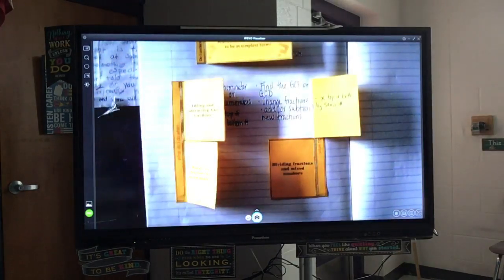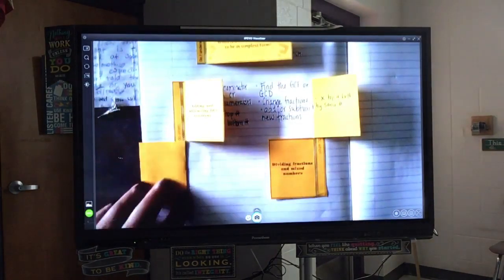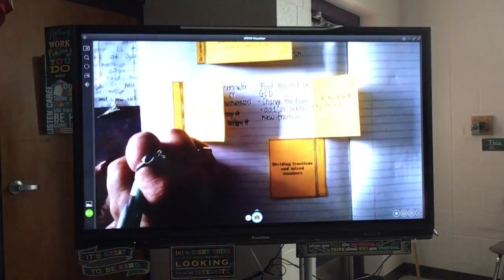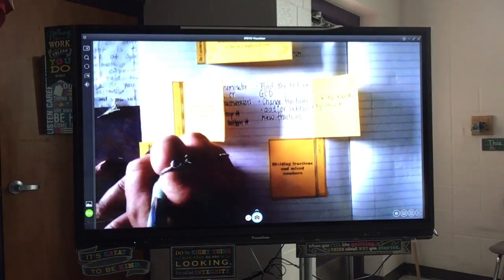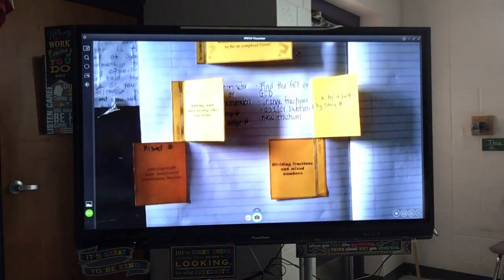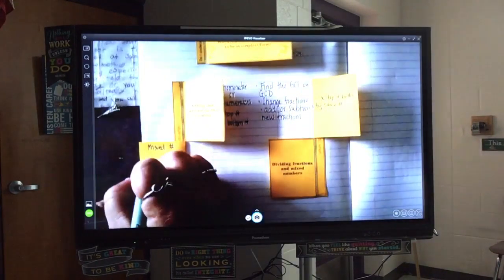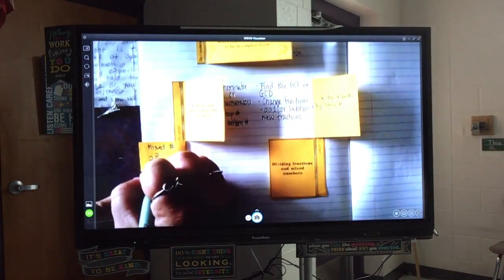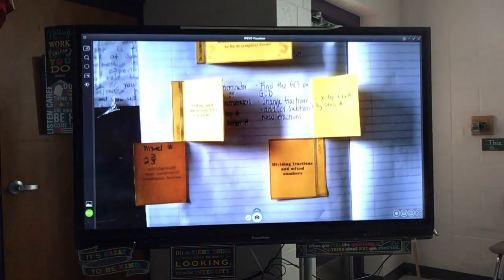All right. Now, multiplying fractions and mixed numbers. So, what is a mixed number? What is a mixed number when we're talking about fractions? Ethan? A whole number with a fraction. All right, so 2 and 2/3. That's a mixed number, right?